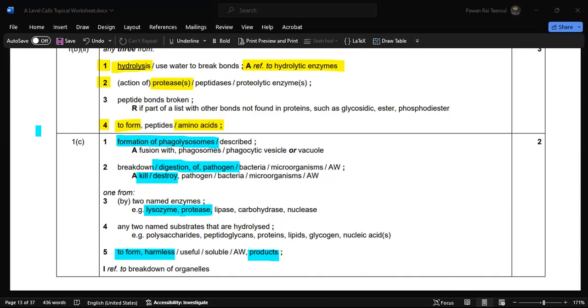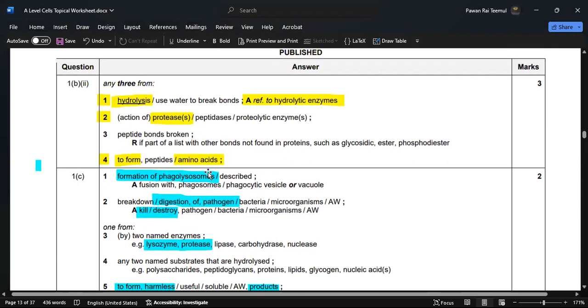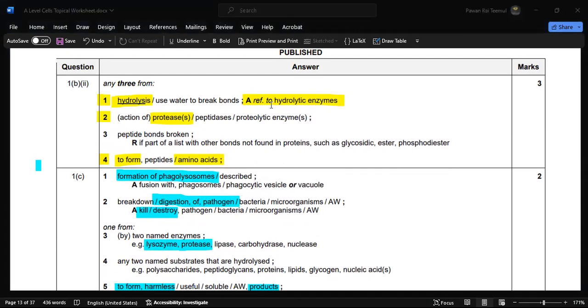Anyway, let us keep track with the wording of the mark scheme. I'm going to be using the words mentioned here. So what are phagolysosomes? A phagolysosome is a cytoplasmic body formed by the fusion of a phagosome with a lysosome, in a process that occurs during phagocytosis. So what happens during phagocytosis?